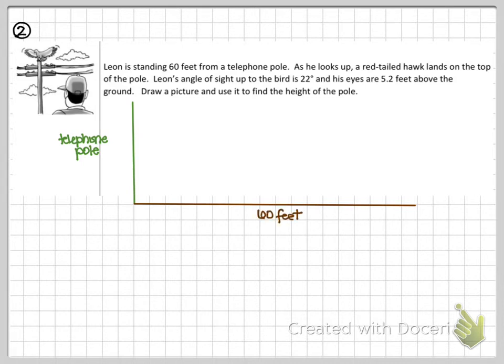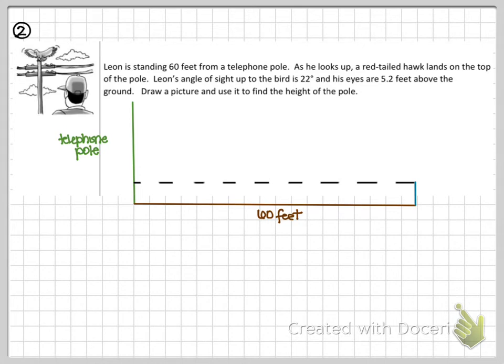All right, moving on. As he looks up, this is an angle of elevation. A red-tailed hawk lands on the top of the pole. Leon's angle of sight up to the bird is 22 degrees. His eyes are 5.2 feet above the ground. Okay, we have to draw Leon in now. So let's go ahead and draw him in down here at the end. So this is going to be Leon, but I'm only drawing in Leon up to his eyes. And then from here, I'm going to draw in his line of sight. So from the top of that, we're going to go straight out, not looking up or down. And typically what you'll see with line of sight is they're drawn in dashed lines. They may not necessarily be part of the picture itself.